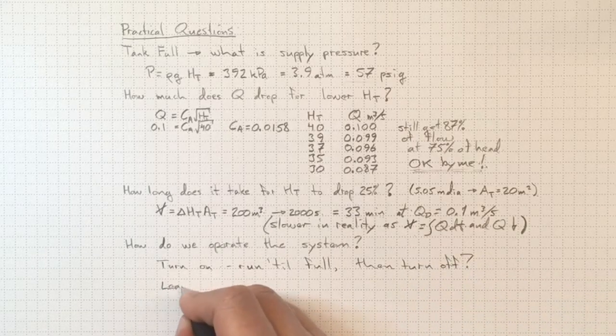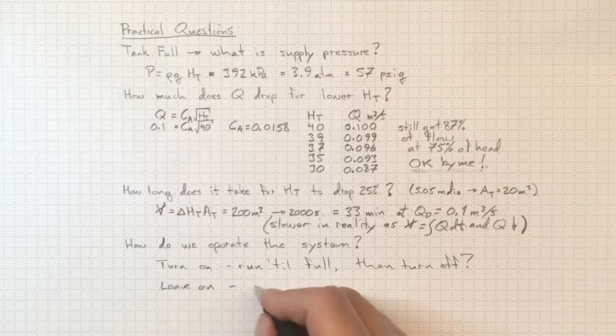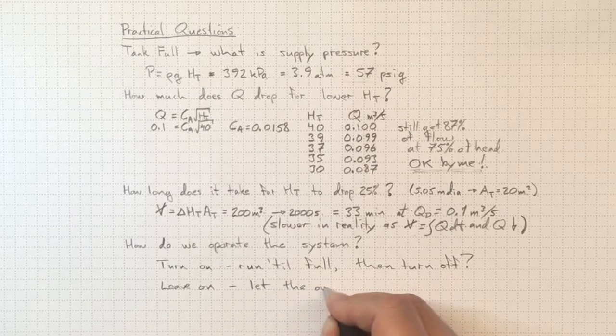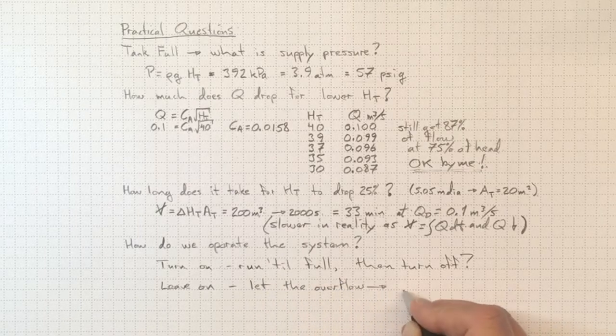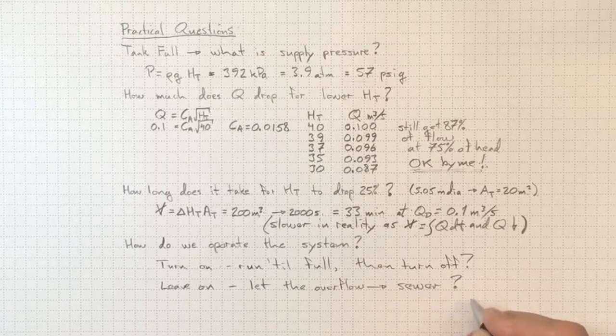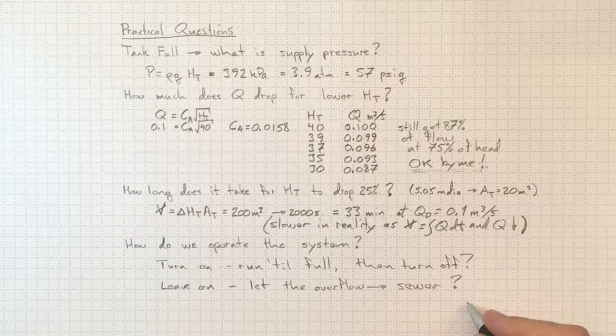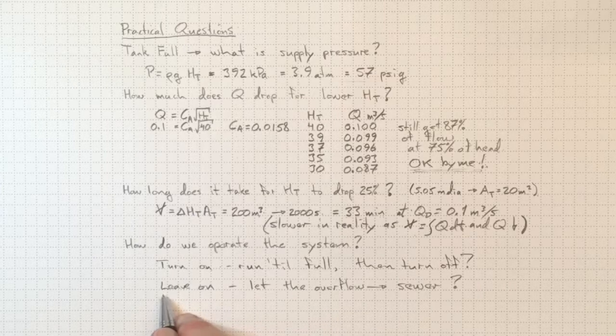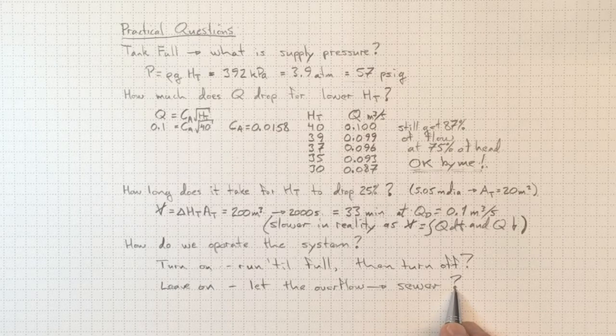That's one option. Or we could just leave it on and let the overflow go to the sewer. I'm not sure that would be a great way to go, but there are lots of systems where you run the pump continuously and just let whatever's excess to requirements flow back into the reservoir. So we'll test this idea, but I don't think that's going to be a good solution.